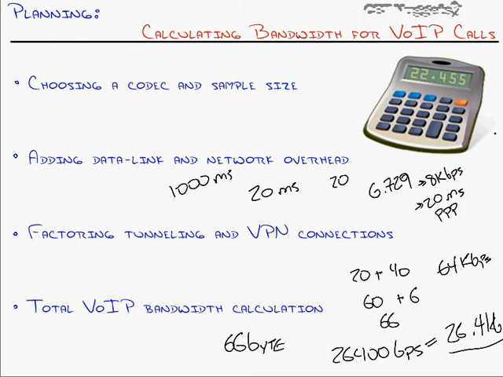So to wrap everything up, we have looked at all the criteria that go into planning your audio payload or your audio bandwidth, choosing the codec and sample size, adding in all of that header overhead if you're running across a VPN, and calculating the total voice over IP bandwidth for your network.